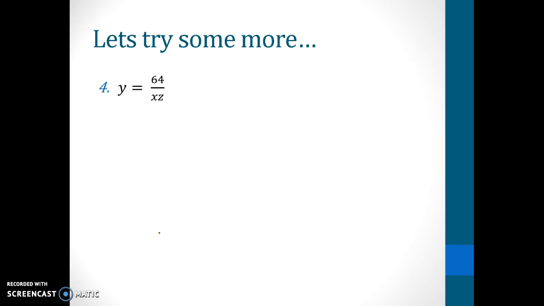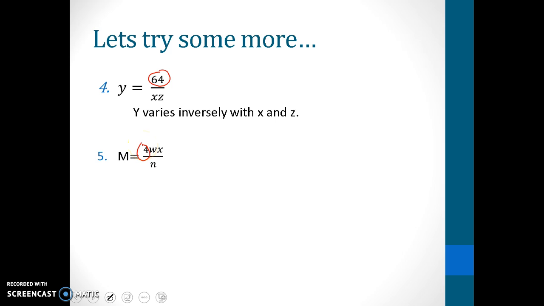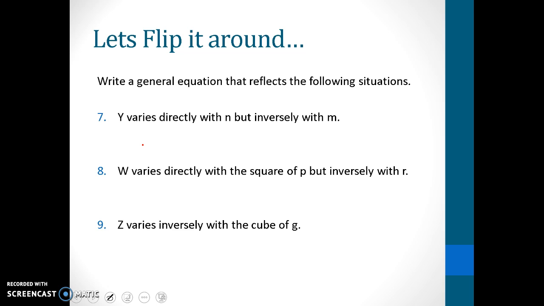Let's take a look at some more. This is not a direct variation because we're dividing by both x and z. They're both inverse variations. And so we would describe this by saying y varies inversely with x and z. The 64 would be the K value. Another situation here. Here we have three different variables and at least two different things going on. The 4 is the K value, and then it varies directly with w and x and inversely with n. So m varies directly with w and x and inversely with n. I want you to get familiar with how these are described because we're going to be writing these equations shortly.